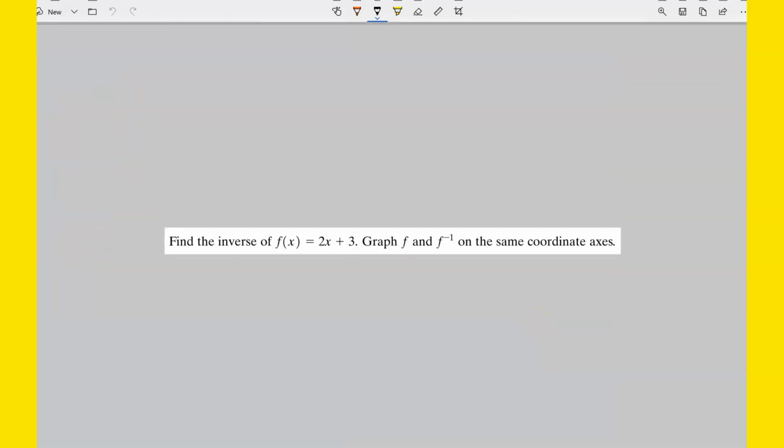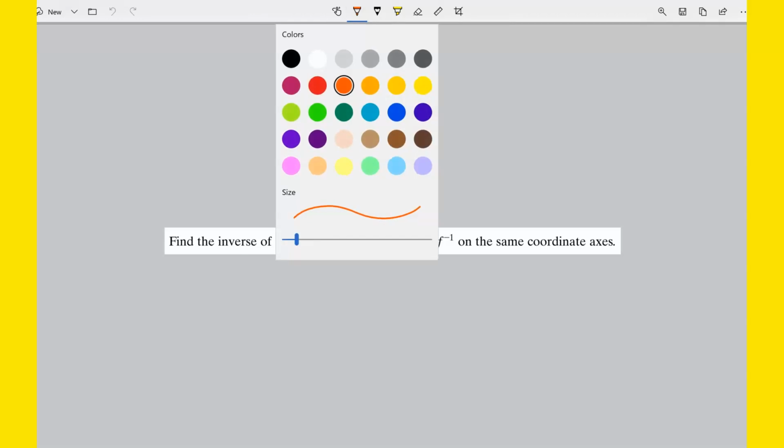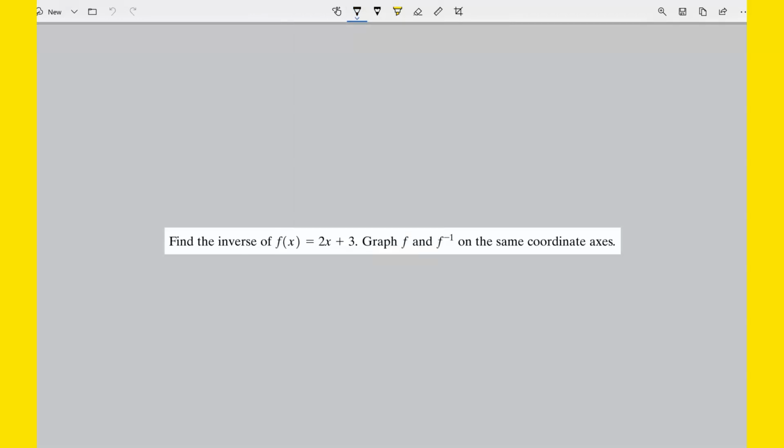All right, the next concept is how to find the inverse of a function. So if we're just given the equation of a function, f of x, how do we find the equation of the inverse function? It's a pretty neat process. Here are the steps. All right, step 1, swap x and y. Step 2, solve for y.